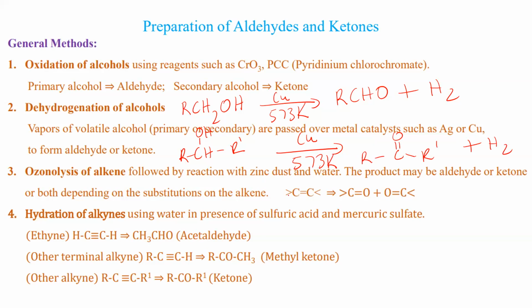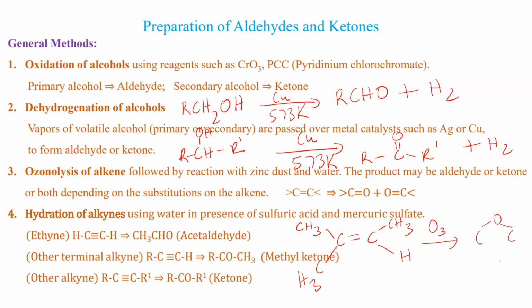Then ozonolysis. So you treat an alkene. Say, let us take some model example. Say CH3, C double bond C, and suppose this is also CH3, and this side we can keep one CH3 and one hydrogen. So this on reacting with ozone will give the ozonide.